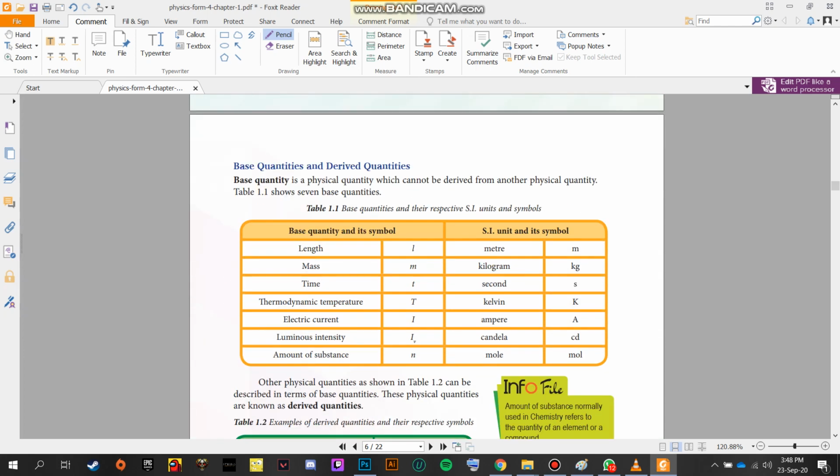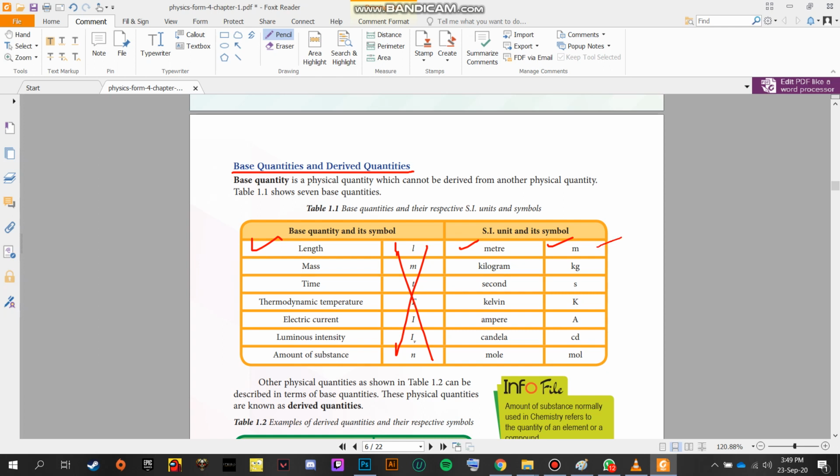Now these are examples of base quantities and derived quantities. Base quantity can be length with its symbol L, with its unit meter, and with its symbol m. Mass is M with its SI unit kilogram, and its symbol kg. We don't really look at this much because this is just the interpretation, but what we want to look more at is this, and this. Now time, its SI unit is second, and the symbol is s.